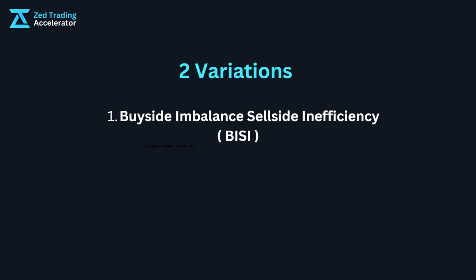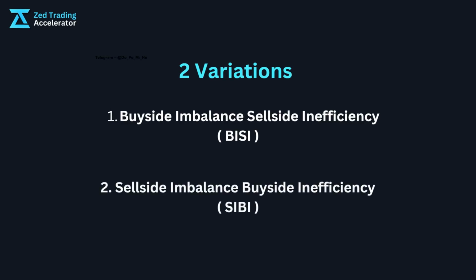First is the buy side imbalance, sell side inefficiency, or what they call BISI. Second is the sell side imbalance, buy side inefficiency, or what they call SIBI. Alright? I don't want to make things complicated for you. These two are just the same.